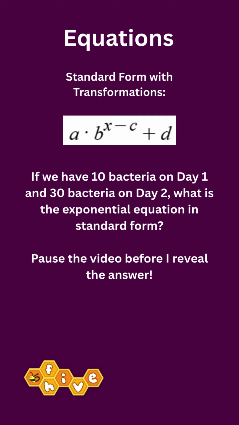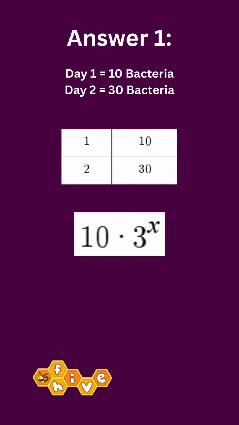So now let's try it. If we have 10 bacteria on day 1 and 30 bacteria on day 3, what is the exponential equation in standard form? Pause the video before I reveal the answer. The answer is 10 times 3 to the x, because on day 1 we have 10, our starting amount, and we multiply by 3 on day 2, so that's our ratio.